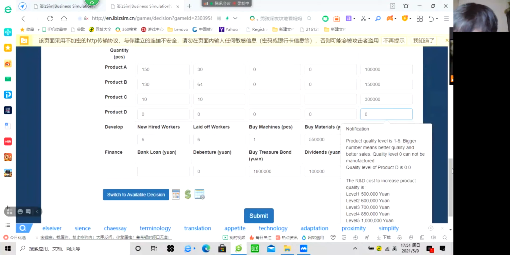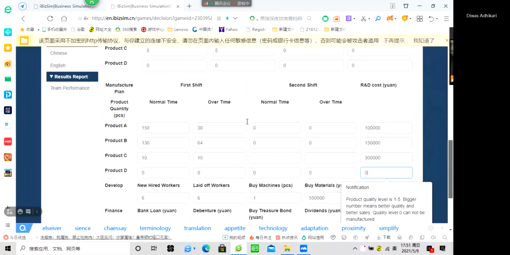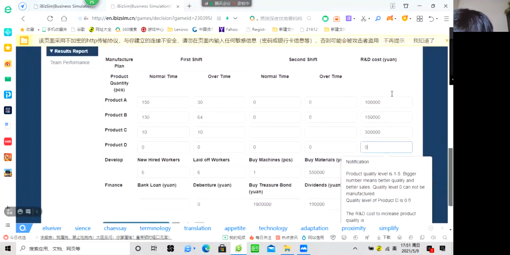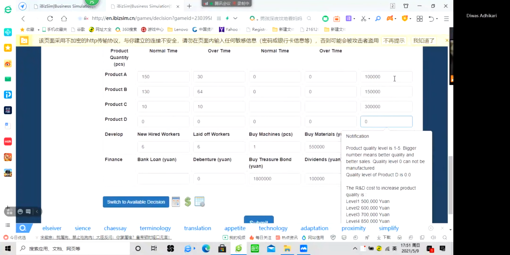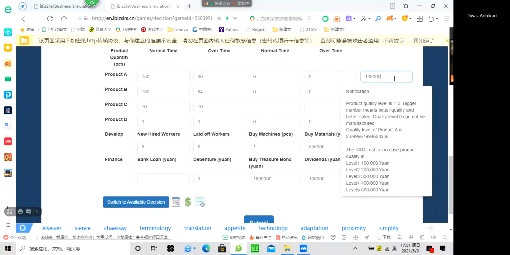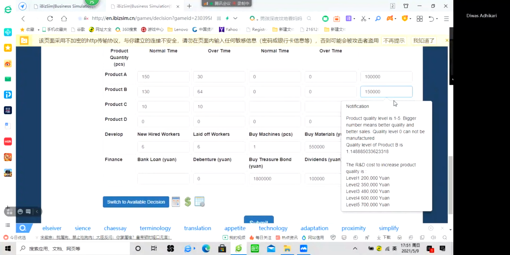I have a suggestion, a question. For product B, you used R&D cost of 150,000, but the minimum should be 200,000, right? For it to be in level 1? Yes, not 150,000. Okay, thank you.